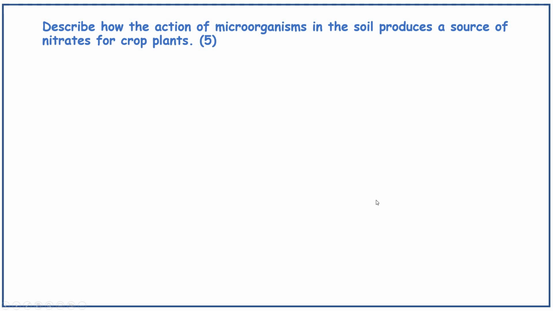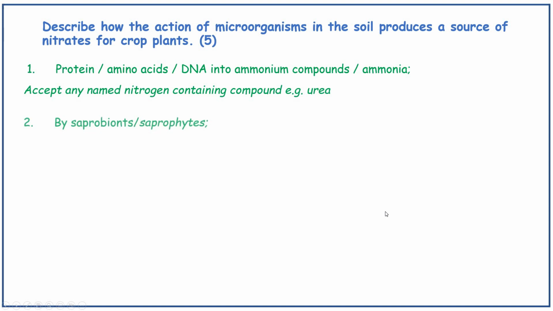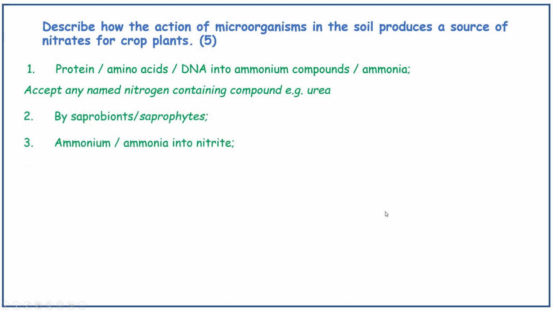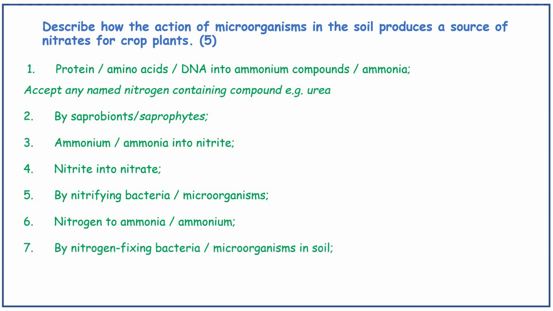Describe how the action of microorganisms in the soil produce a source of nitrates for crop plants. Protein or amino acids or DNA are turned into ammonium compounds by saprobionts. Ammonium is turned into nitrite, nitrite into nitrate by nitrifying bacteria, and nitrogen is turned to ammonia by nitrogen fixing bacteria.